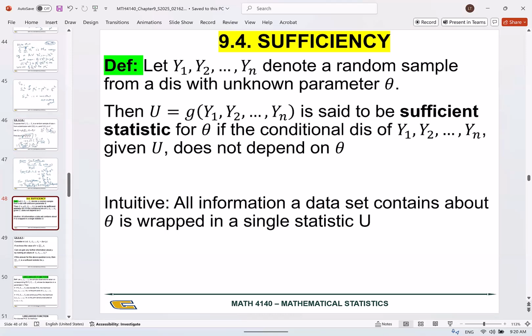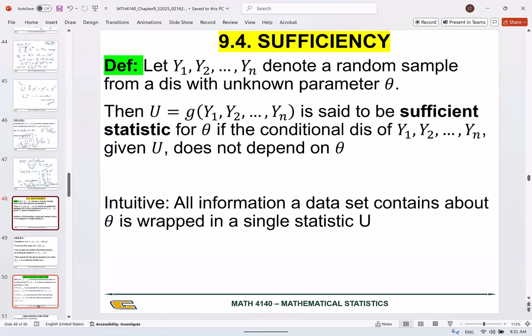you only know u, and the distribution of y1 to yn given u will not depend on theta. What does this mean? If you already know u, then knowing the individual y1 to yn won't help anymore. So u should be sufficient. All the information to study theta is already included in u, so as long as you have u, you don't need to look at the individual y1 to yn.